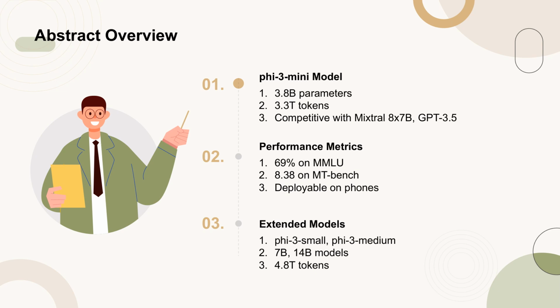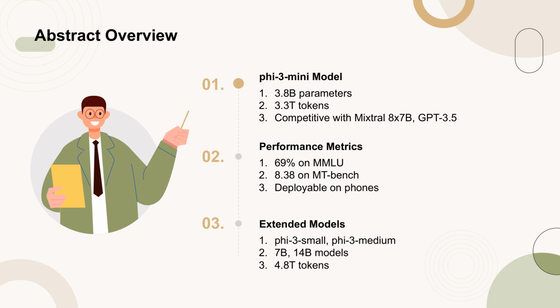This model performs competitively with larger models like Mixtral 8x7b and GPT 3.5, achieving 69% on the MMLU benchmark and 8.38 on MTBench. Notably, Phi-3 Mini is compact enough for deployment on mobile devices. The training dataset for Phi-3 Mini is an expanded version of that used for Phi-2, consisting of heavily filtered public web data and synthetic data. The model is also aligned for robustness, safety, and chat format.